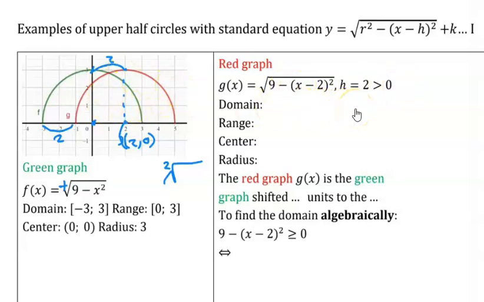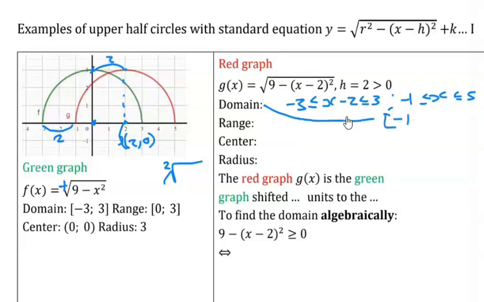So my domain, my x minus 2, is in between 3 and -3. So my x will be in between 5 and -1, which is in accordance with what we see on the graph. So in the end, I can write my domain as -1 to 5. There are no open dots here, so I can just assume that the endpoints are included. My range is from 0 to 3.